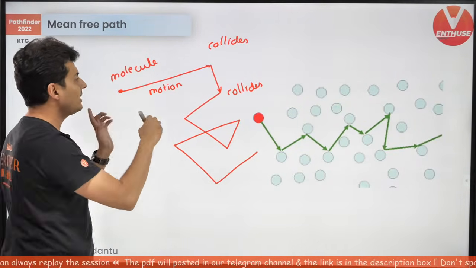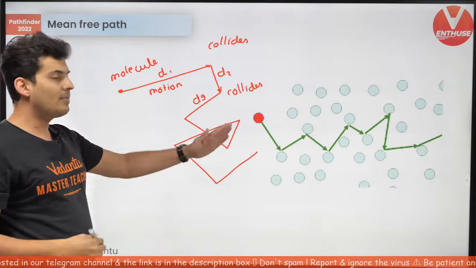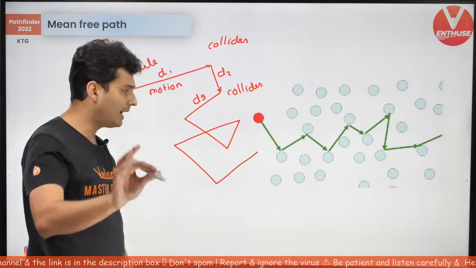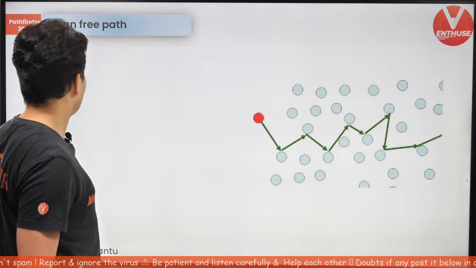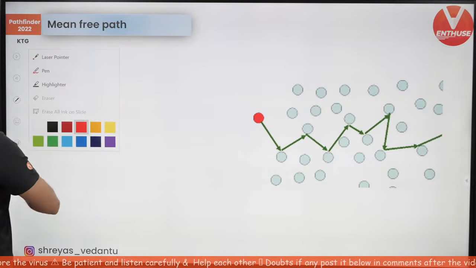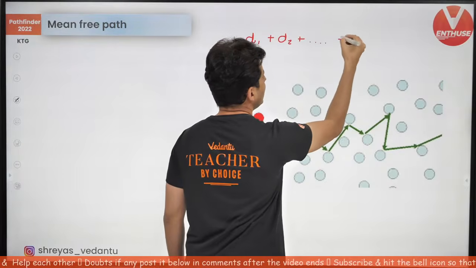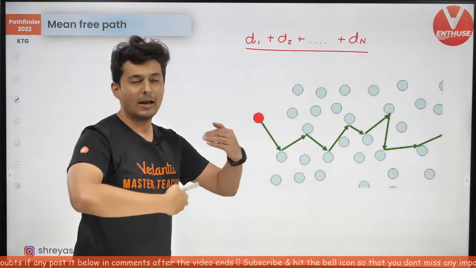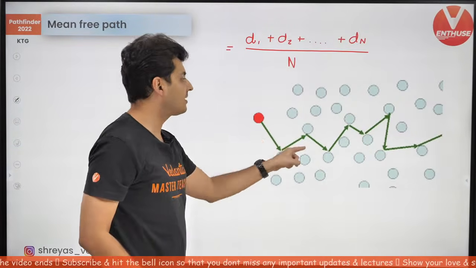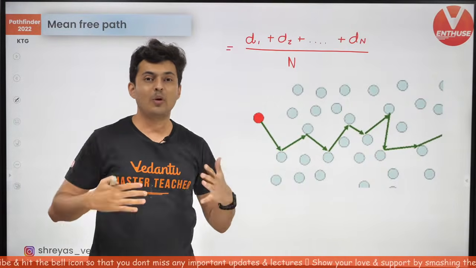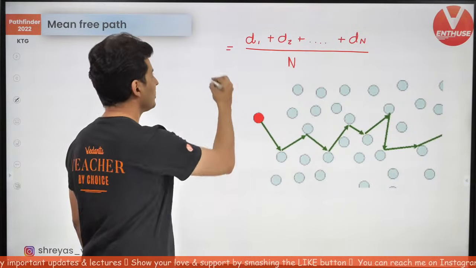Every time it collides, it has traveled a certain distance before that. Let's say D1. After that, let's say D2. Then you have D3 and so on. Every time it collides, before that it has traveled D1, D2, D3, D4 distances. Now, if I take the average of them, D1 plus D2 plus till the nth number, where n is the number of straight line motions that the molecule underwent, divided by n, this will give me the average distance the molecule travels in a straight line path before colliding again. That average, that mean, is called the mean free path.